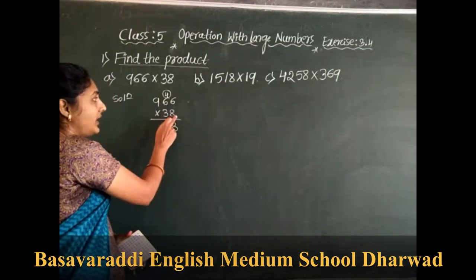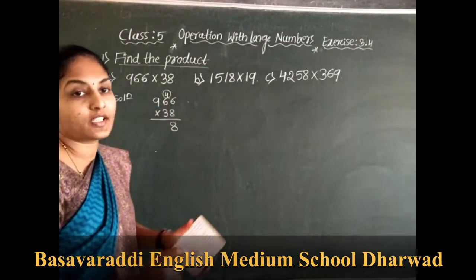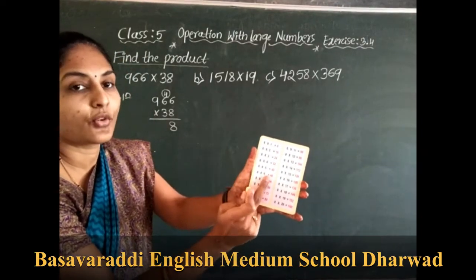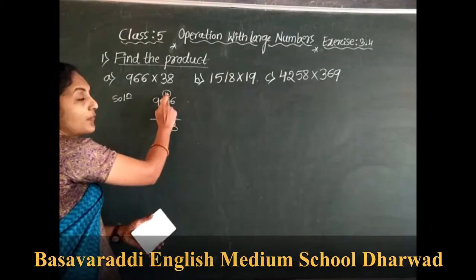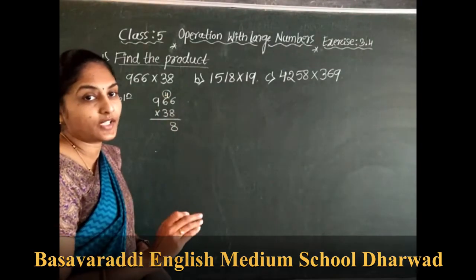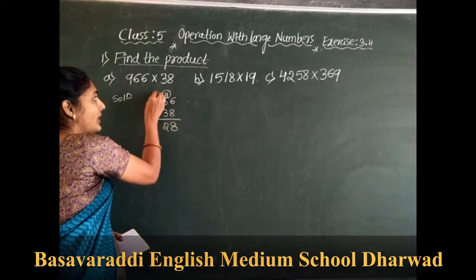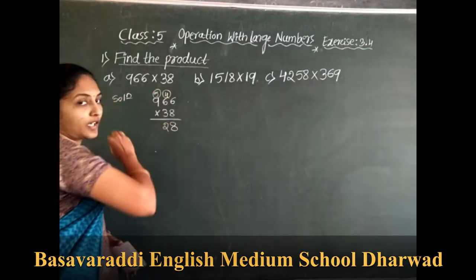Next, 8 sixes again. 8 sixes are 48. So 48 plus 4 is 52. Write 2 in the tens place, and carry over 5 to the hundreds place.